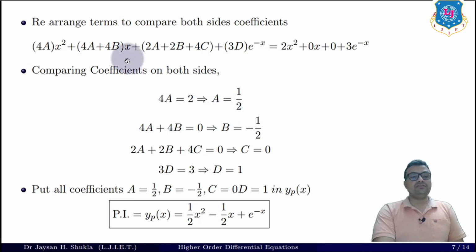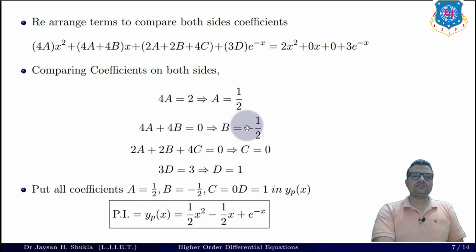On the left hand side we have 4a plus 4b, on the right hand side we have 0, that gives me the value of b is minus 1 by 2. On the left hand side we have 2a plus 2b plus 4c, on the right hand side it is 0, so the value of c is 0. Finally, 3d is equal to 3, so d equal to 1.